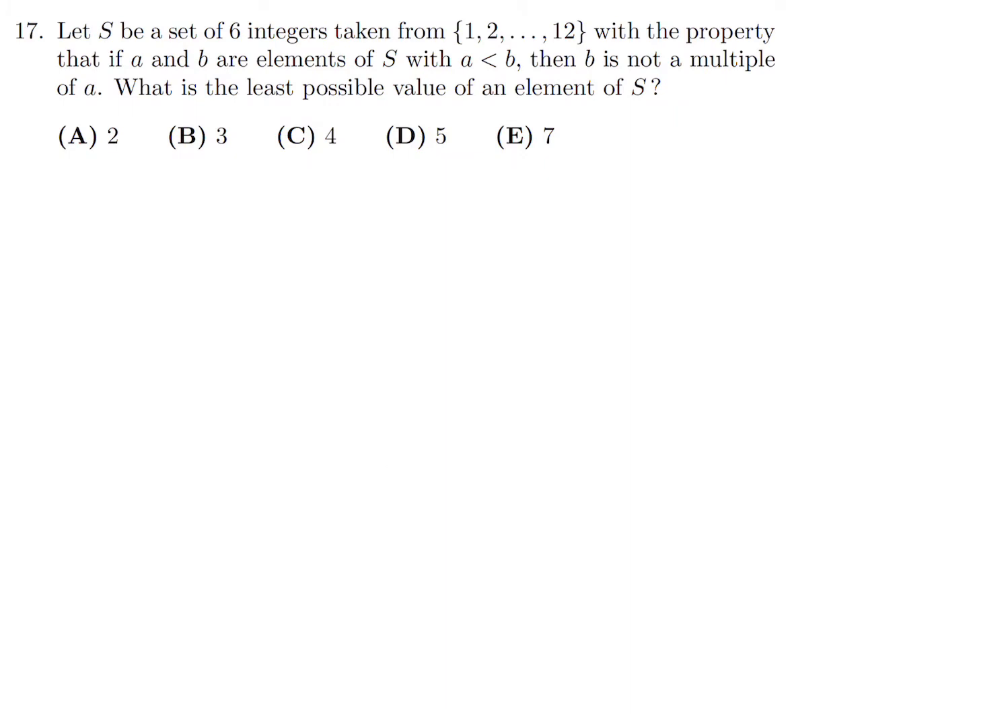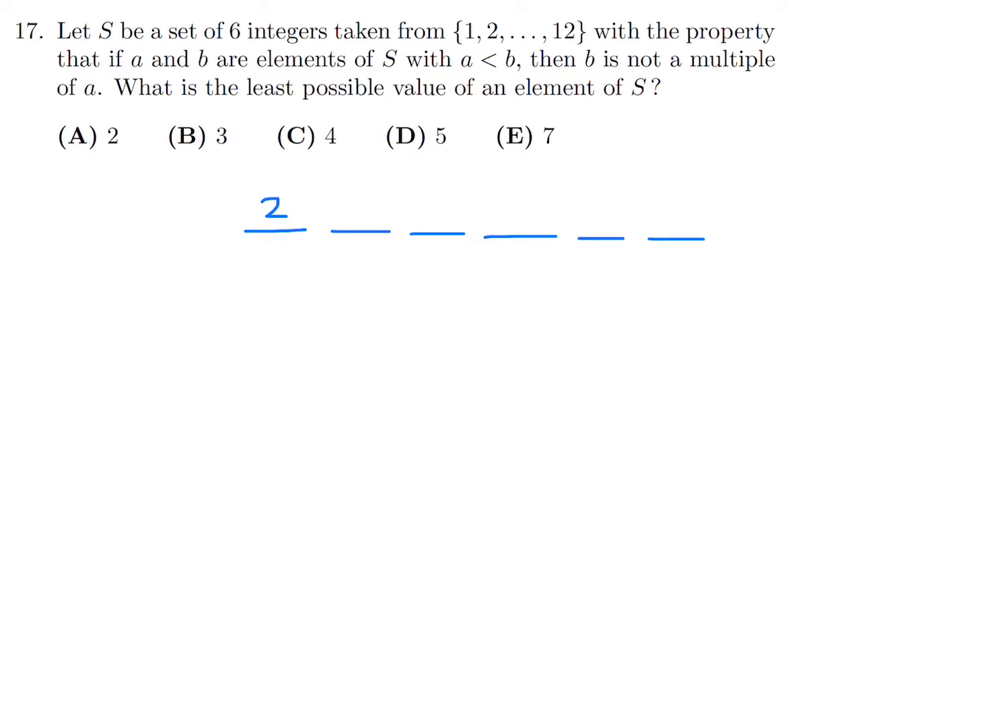Let S be a set of 6 integers taken from 1, 2, all the way to 12, with the property that if A and B are elements of S with A less than B, then B is not a multiple of A. What is the least possible value of an element of S? Okay, well, let's start with the least possible of the answer choices. So, I've got to make a set with 6 numbers. And the criteria is that no element can be a multiple of another. So if I start with 2, which is the smallest of the answer choices, what can I choose?